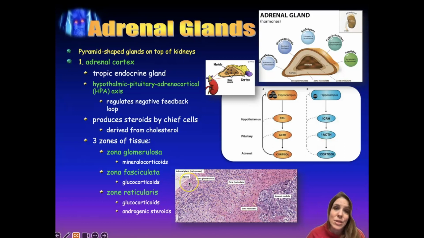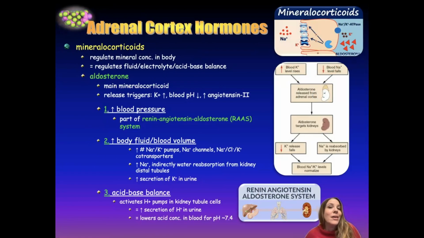Now, the cells of each of these zones produce different things. So the Zona glomerulosa is going to produce the mineralocorticoids that we're going to be talking about. The Zona fasciculata is going to produce the glucocorticoids, and the Zona reticularis is going to produce glucocorticoids as well as the androgenic steroids. So we're going to talk about each of these kinds of hormones that the adrenal cortex is going to produce.